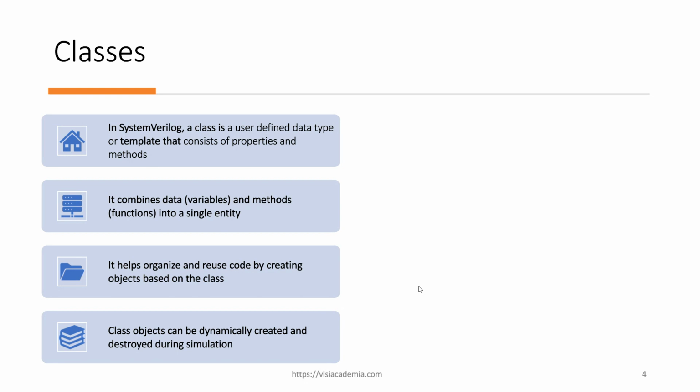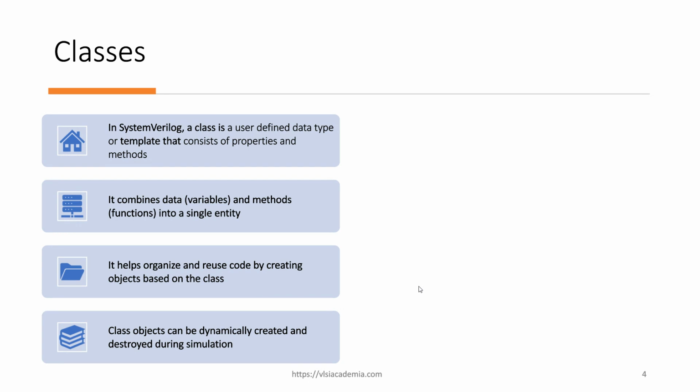First I will explain what a class is. A class is a user-defined data type. It has two fields. One is data, which is also called property, and the second is functions or tasks, which are called methods, which define the behavior of the class. In layman's terms, a class is like a blueprint of an object.